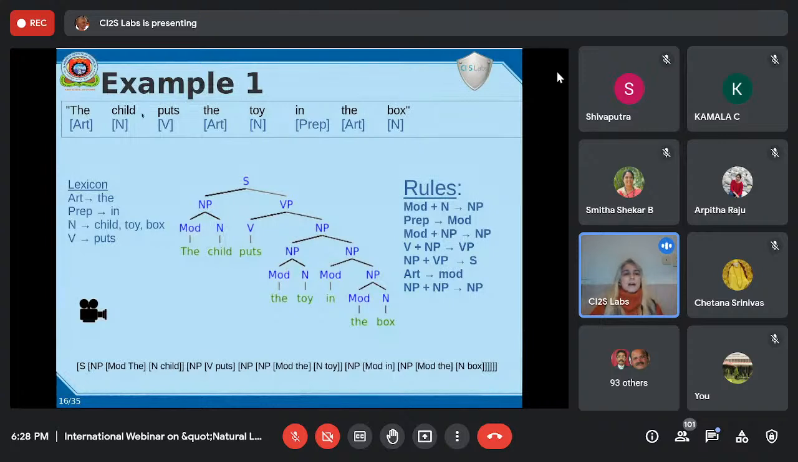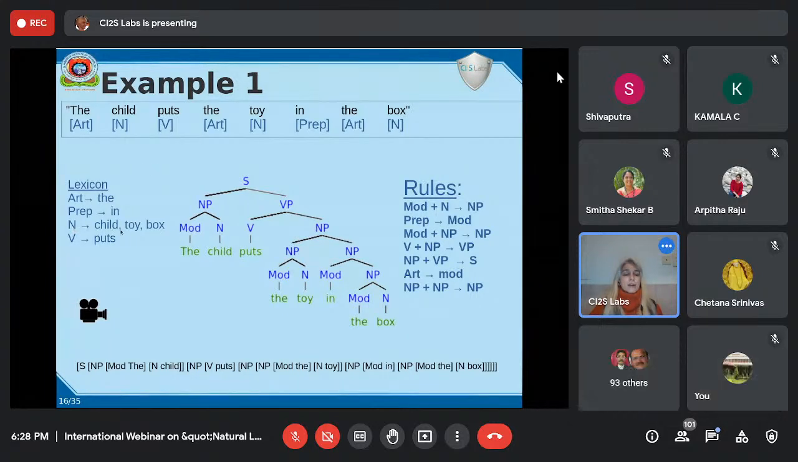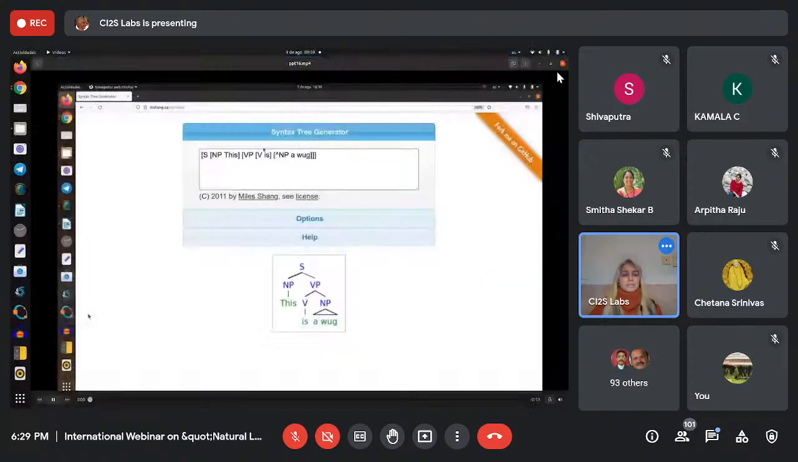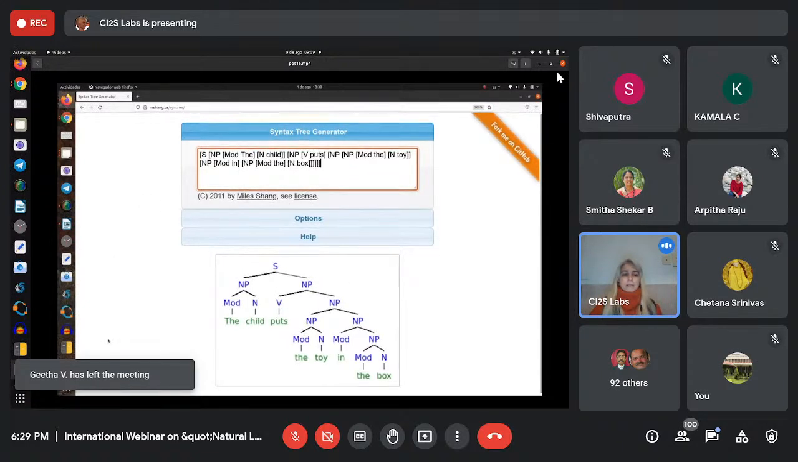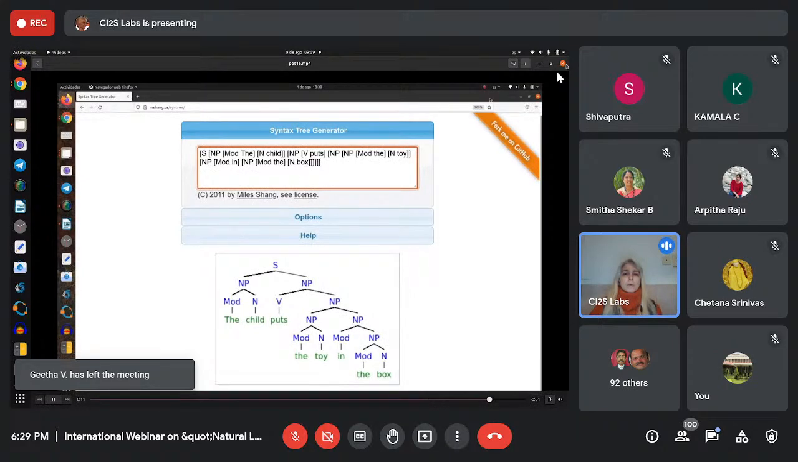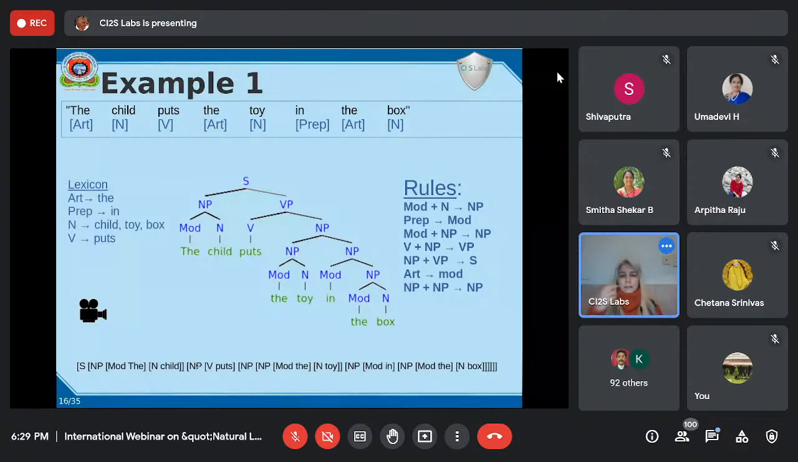There you have one: the child puts the toy in the box, and you have to determine the linguistic level of every word. And afterward, I have already determined the lexicon: an article, a preposition, nouns: child, toy, box. And if you see how it works here with the syntax tree generator, I produce this tree very easily. If you know Lisp or APL, functional languages, it will be very easy for you. This is the program, so you can take it from here and try it on the internet.